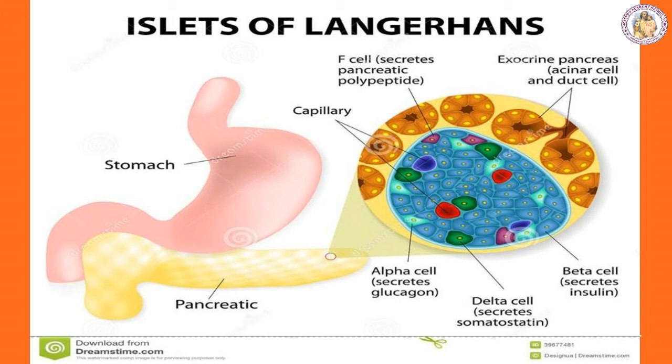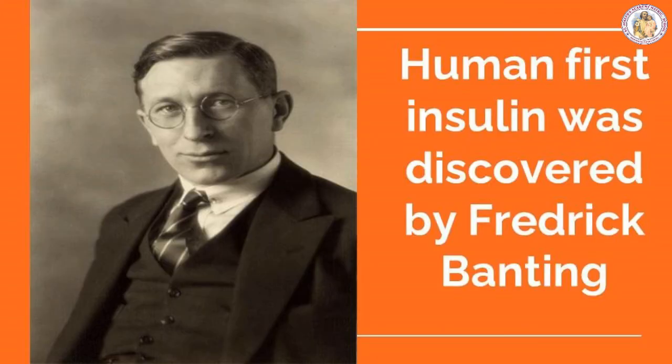The islets of Langerhans consist of two types of cells, alpha and beta. Alpha cells secrete glucagon and beta cells secrete insulin. Human insulin was first discovered by Frederick Banting, Charles Best and MacLeod in 1921. Insulin was first used for the treatment of diabetes on 11th January 1922.